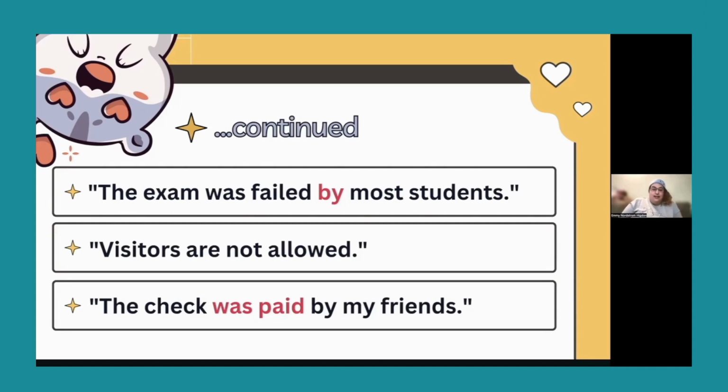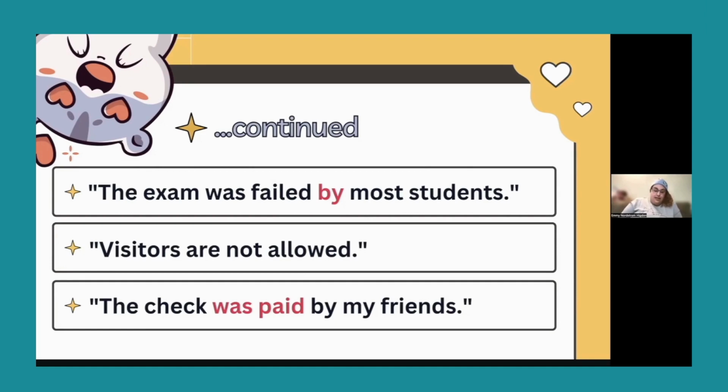So that comes up in the next one, which is the anonymous subject. Visitors are not allowed. That doesn't have a subject in it at all, but you could always say, visitors are not allowed by the principal, or by the office. So if there's an anonymous subject, or you could add the "by" in and still have it be a little awkward but still correct, then that's a good hint that you're in passive voice.